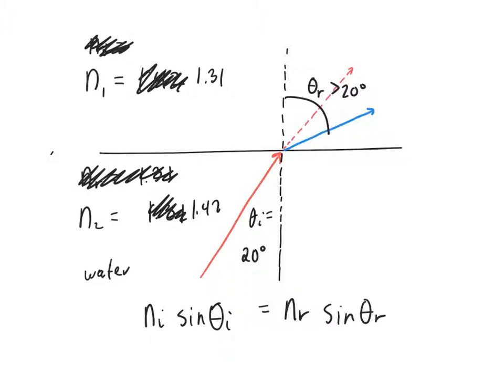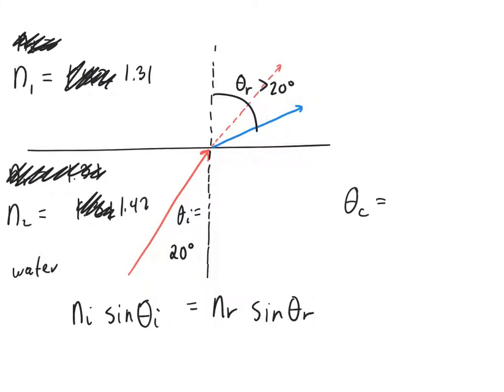So let's look at this critical angle mathematically. Mathematically, the critical angle, theta C, is equal to, and you recall I derived this in class, I'm not going to re-derive it, but I did show it in class if you want to see where it comes from. Theta C is going to be the sine inverse.